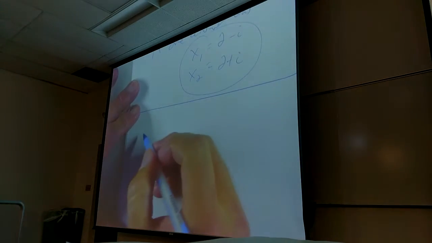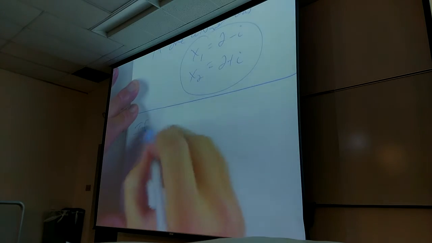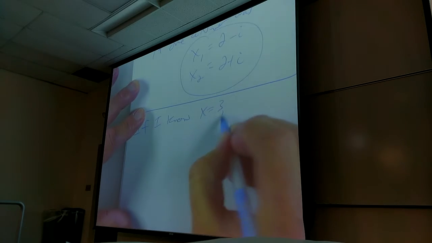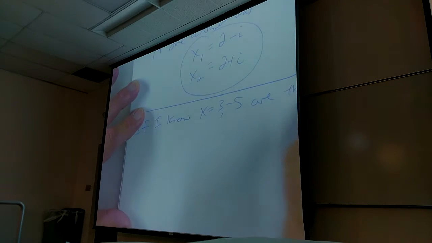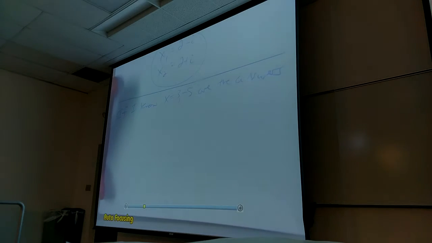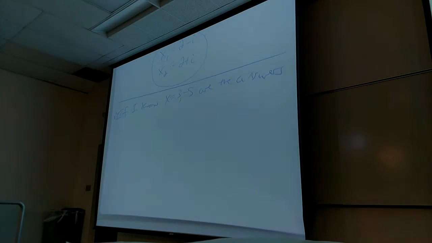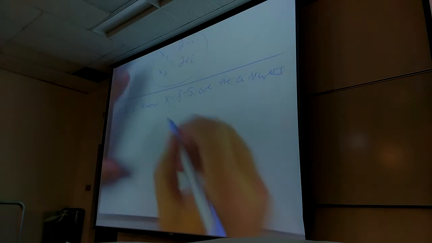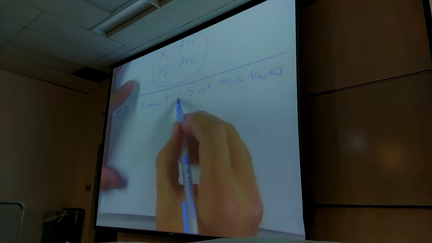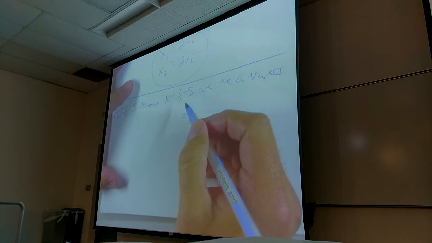Let's remember that last thing we talked about yesterday. If I know that x equals 3 and negative 5 are the answers, what must the equation have been? How do we figure out what the equation must have been? If 3 and negative 5 are answers, what must the equation have been?